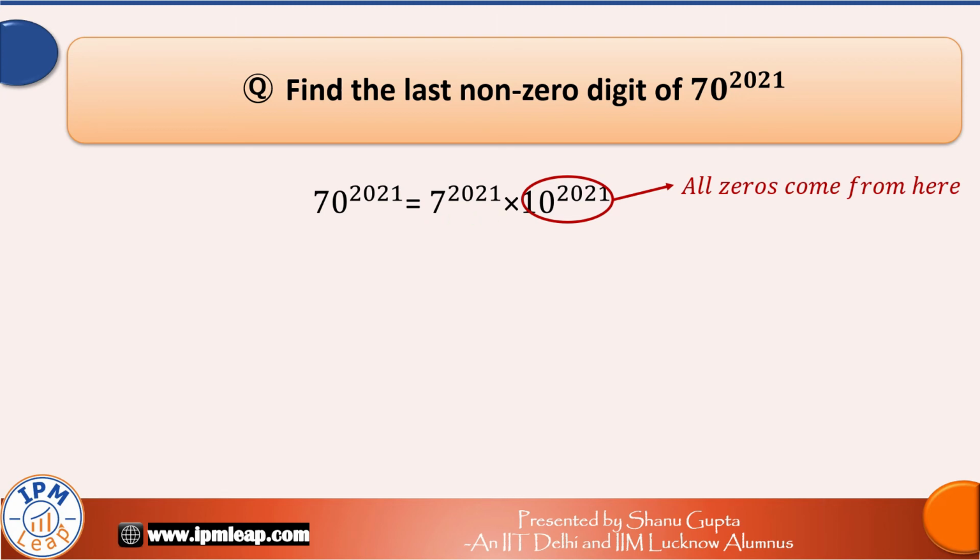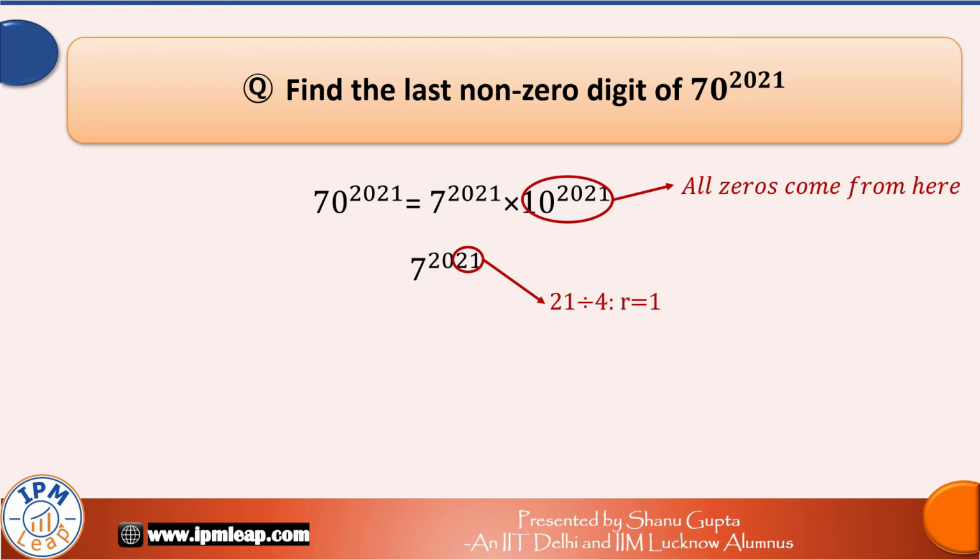So if they are asking the last non-zero digit of 70 raised power 2021, that means they are asking the unit digit of 7 raised power of 2021, which we know how to find, isn't it? So 7 raised power 2021, 7 has a cyclicity of 4. So which step of the cycle? For that, divide the power 2021 by 4.